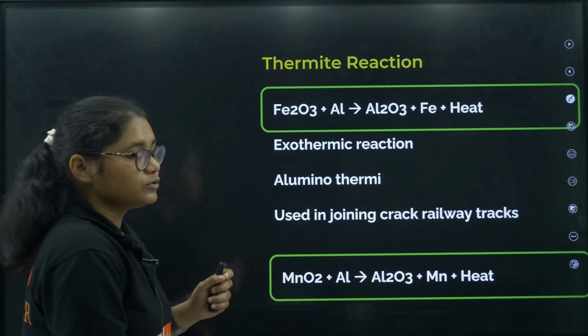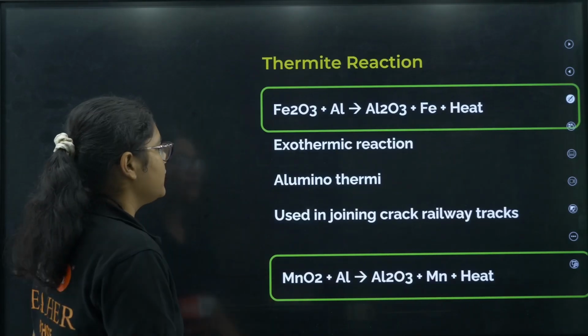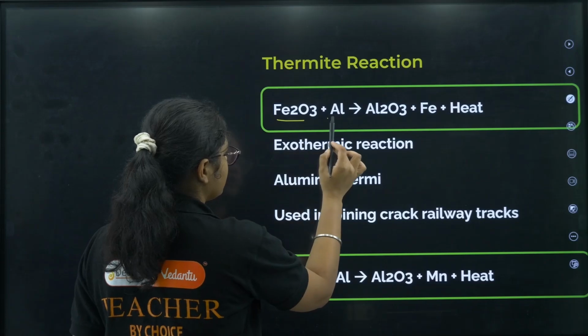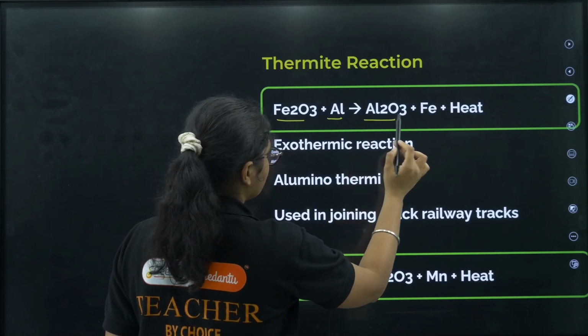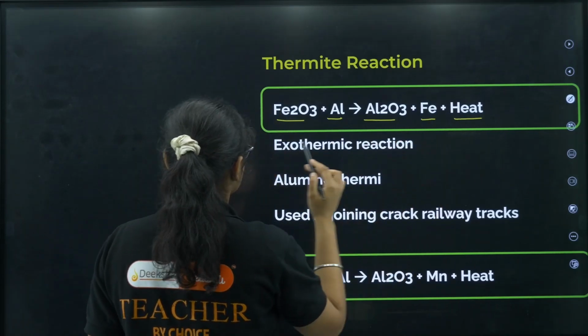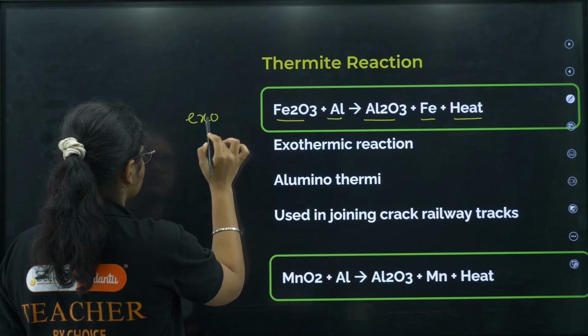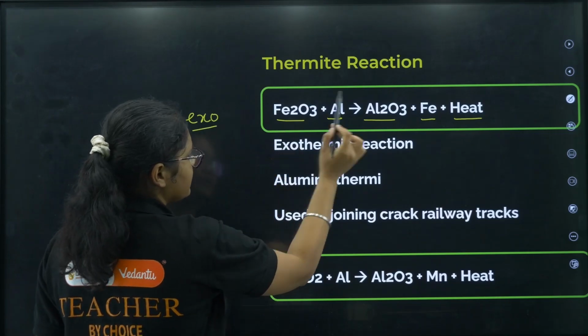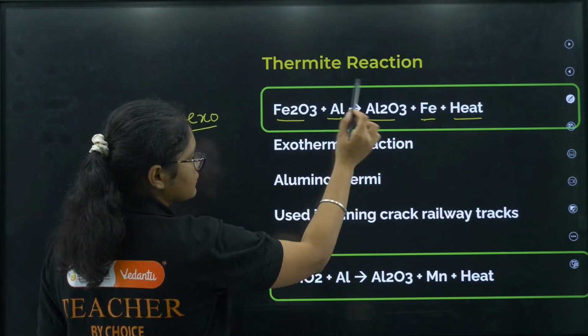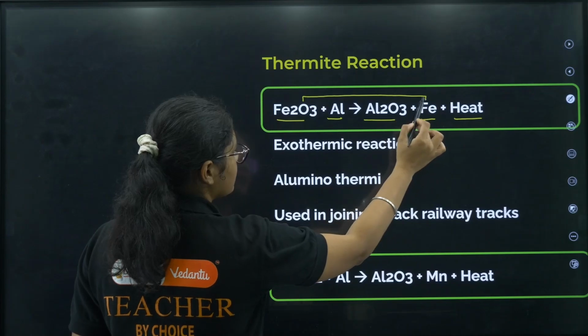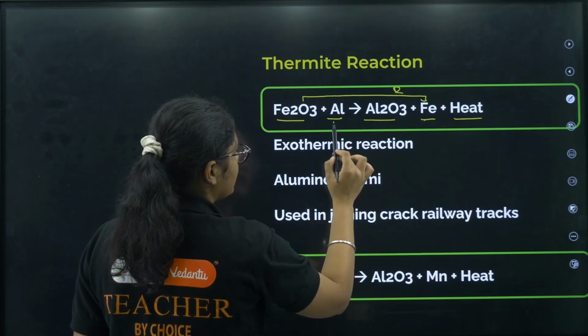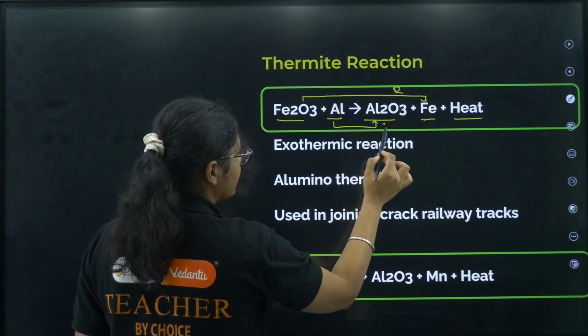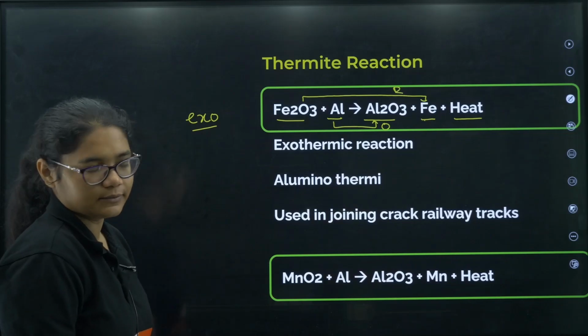Next, coming to the thermite reaction, again very important. Here what is happening? Fe2O3 reacts with Al to give you Al2O3 plus Fe plus heat. Since heat is produced, this is an exothermic reaction. Fe2O3 to Fe, oxygen is removed, so it is undergoing reduction. Al to Al2O3, oxygen is added, so it is undergoing oxidation.